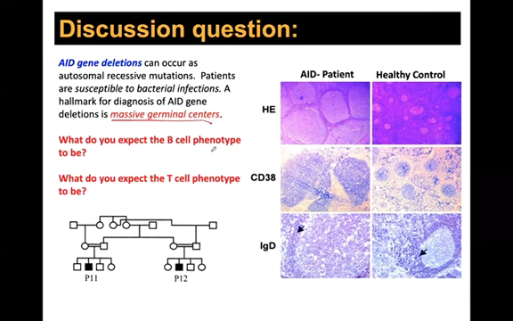These are huge. And so the question I have for you in terms of a B cell response, what do you expect the B cell phenotype to be? What isotype? Will you have somatic hypermutation? Will you have isotype switching? Do those occur? And what do you expect the T cell phenotype to be? Is AID important in T cells? Is it expressed? Does it affect the T cell phenotype? And with that, I'll stop and take any questions.